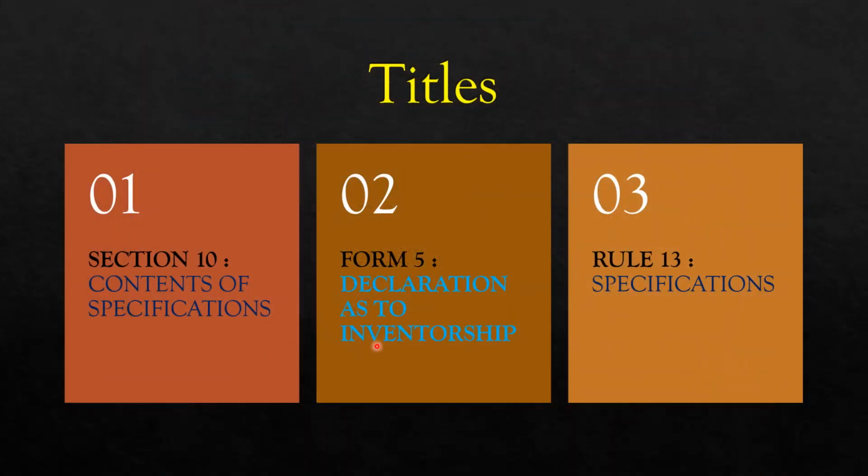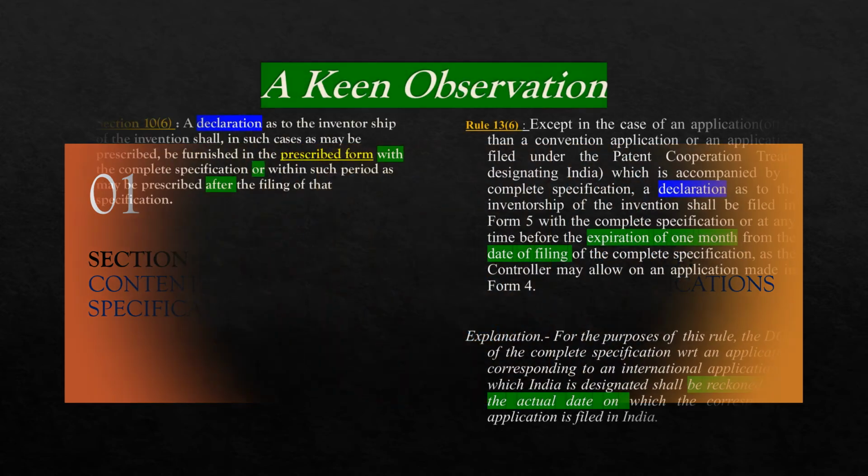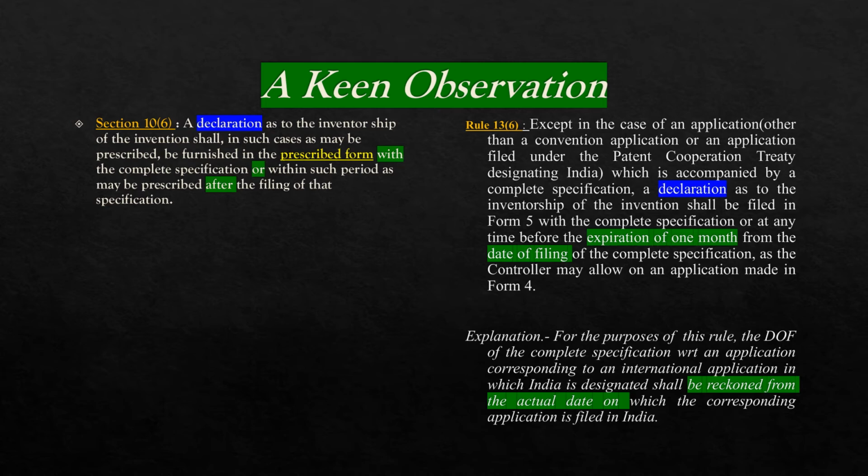Now, the titles. We know Section 10 has the title Contents of Specifications, Form 5 has the title Declaration as to Inventorship, and Rule 13 has the title Specifications. Next, now the key point, that means we will do a keen observation here. As in the linkage slide we have seen that Section 10 subsection 6, Rule 13 subrule 6 and Form 5 are related. That's why we will observe what is the similarity between the particular subsection of Section 10 and the particular subrule of Rule 13. So let us see.